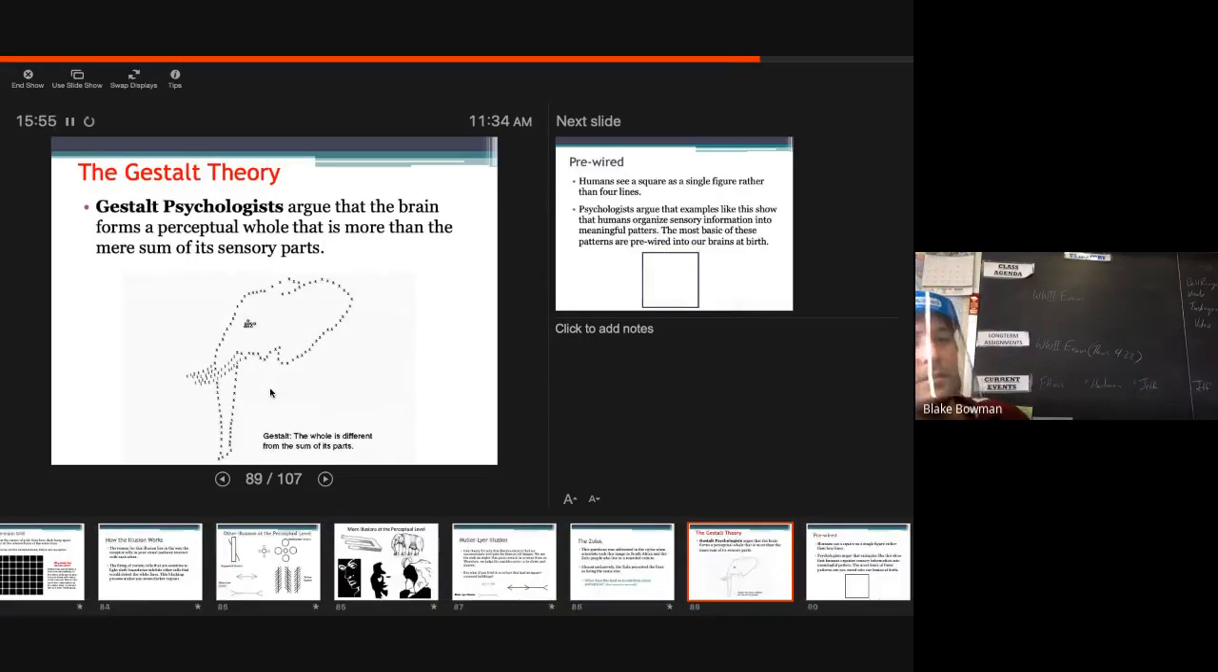I want to get to Gestalt Psychology. There we go. You guys remember talking about Gestalt Psychology in Chapter 1. We view images more as a whole than the sum of its parts. I think I gave the example of my chair. We look at the chair, but there are individual parts that make up this chair: the wheels, the legs, the arms, the backrest, the headrest, you name it. Gestalt Psychology forms a perceptual whole that is more than the sum of its parts.